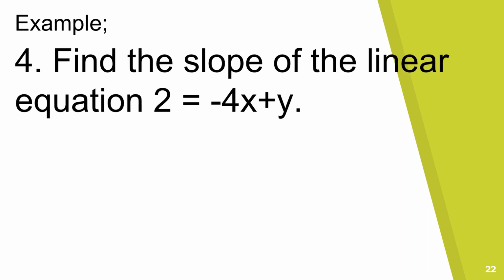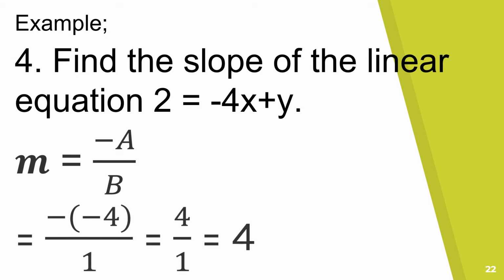The next example, find the slope of a linear equation 2 equals negative 4x plus y. Using the formula negative a over b, what is our a? Negative 4. What is our b? Positive 1, correct? So, negative times negative 4 over 1, negative times negative, positive 4 over 1, 4 divided by 1, that's 4. Did you get that?